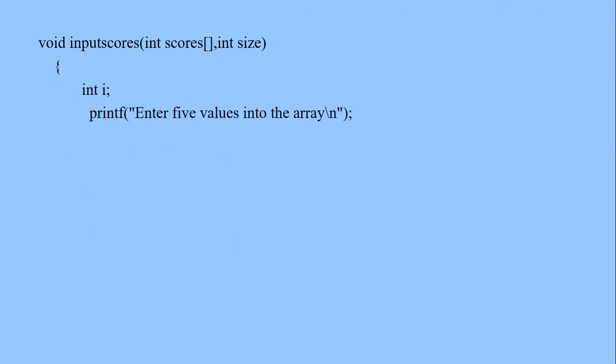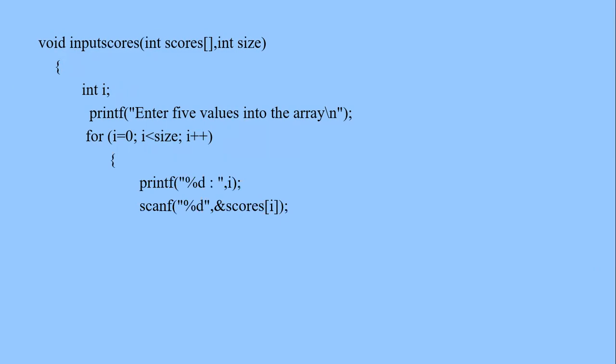I explained about functions in my previous presentations, and therefore here, my dear students, what is important for you is to know what each function is going to do. So void input scores is going to be used to read the 5 values into the array.